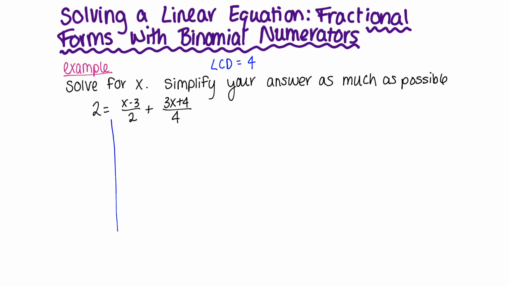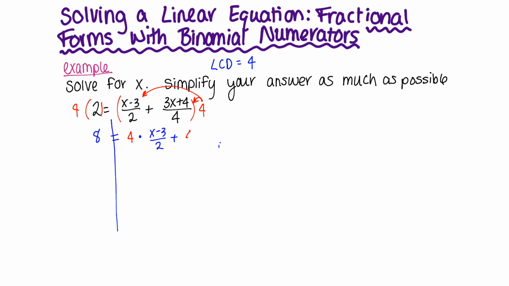So I have the LCD. Once you have the LCD, you want to multiply both sides by the LCD. But when you do that, you want to make sure that you're distributing it to both of them. I'm going to give you a little trick here. 4 times 2 is going to give you 8, so I'll just put that 8 there. Now, technically, it's going to look like 4 times x minus 3 over 2 plus 4 times 3x plus 4 over 4.